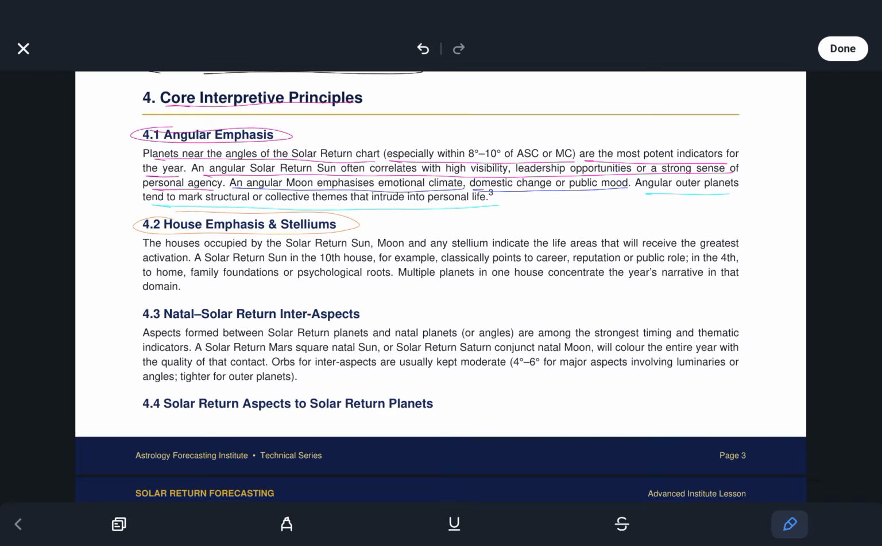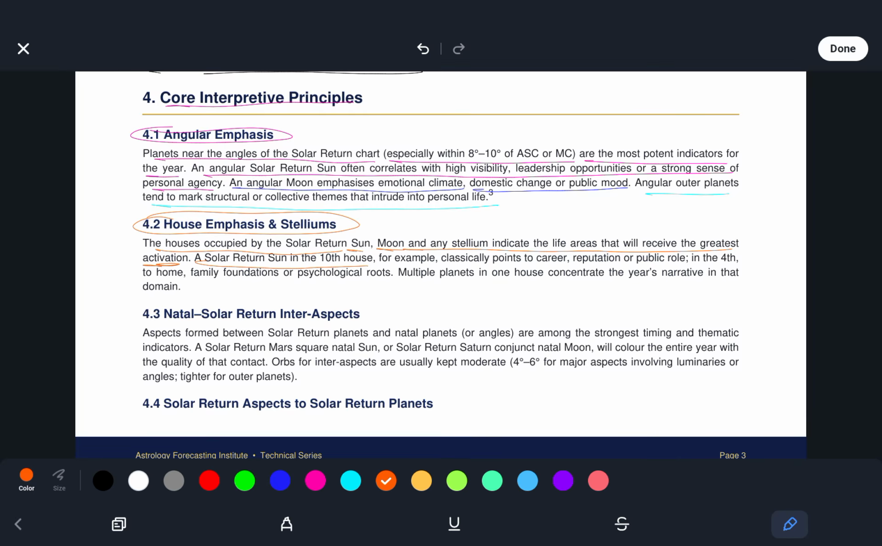House emphasis and stellium. So the houses occupied by the solar return sun, moon, and any stellium indicate the life areas that will receive the greatest activation. The solar return sun in the 10th house, for example, classically points to career, reputation, or public role. In the 4th, to home, family foundations, or psychological roots. Multiple planets in one house concentrate the year's narrative in that domain.